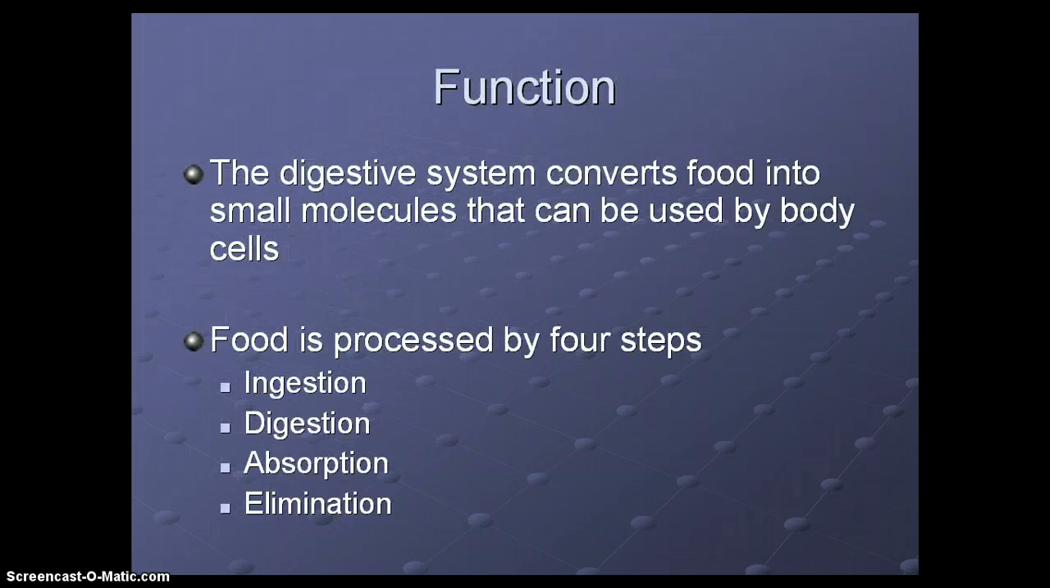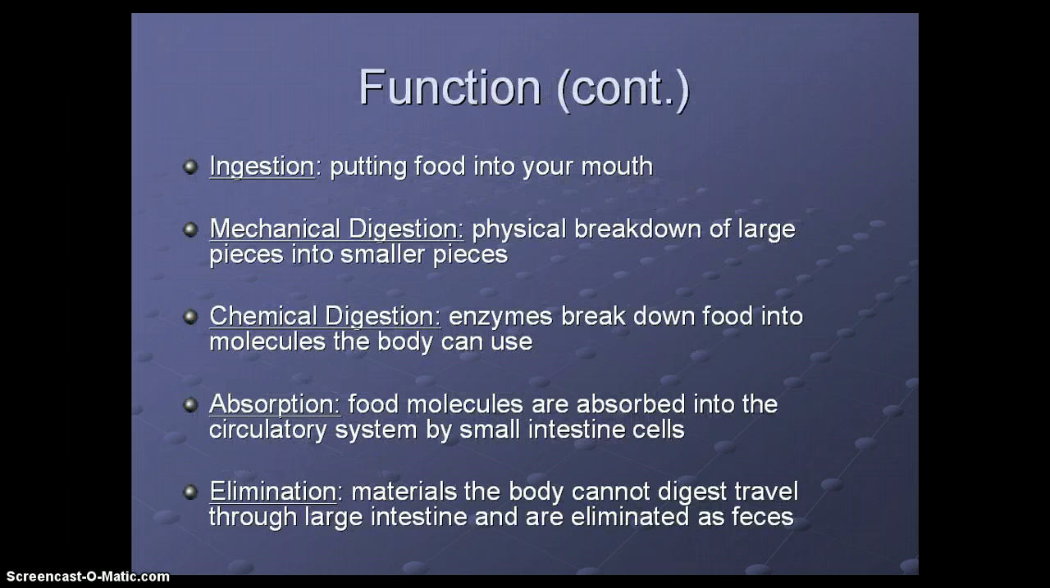The primary function of the digestive system as a whole is to convert food into small molecules that the body can use. The food is processed through four key steps: ingestion, digestion, absorption, and elimination. Ingestion is simply just putting food in your mouth.